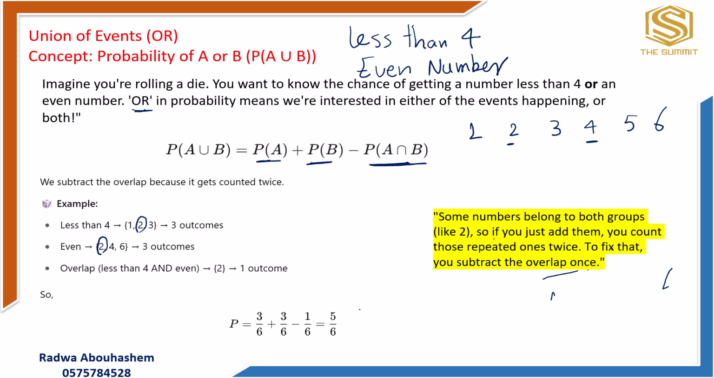So what is the probability of A? It's 3/6, which is less than 4. What is the even number probability also? 3/6. And the intersection is 2, so it's 1/6. So 3/6 plus 3/6 minus 1/6 gives me 5/6. So again, the rule for the union: probability of A plus probability of B minus the probability of the intersection.